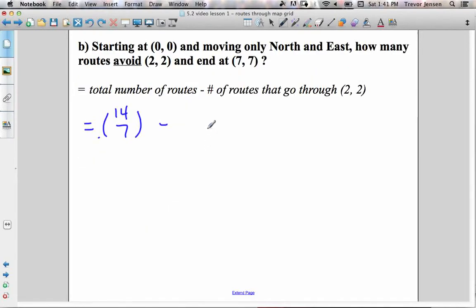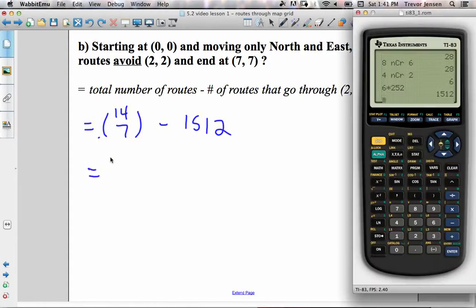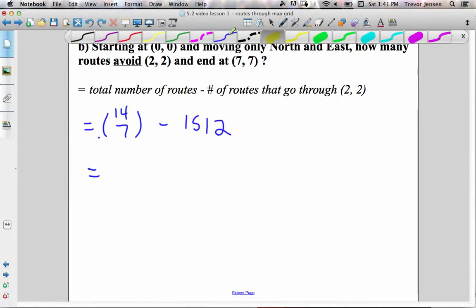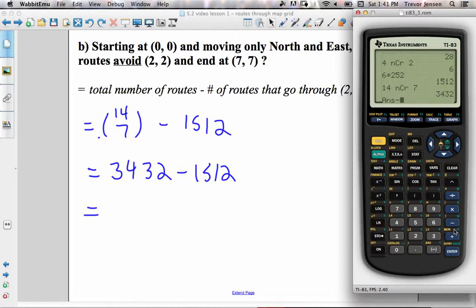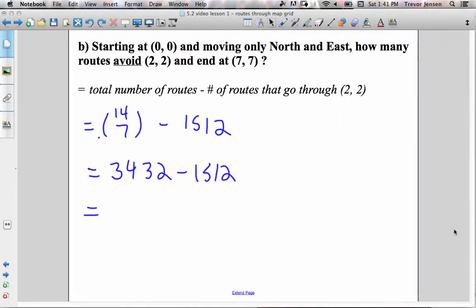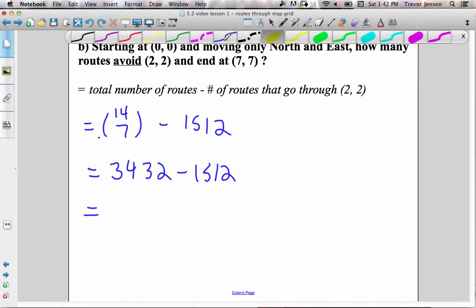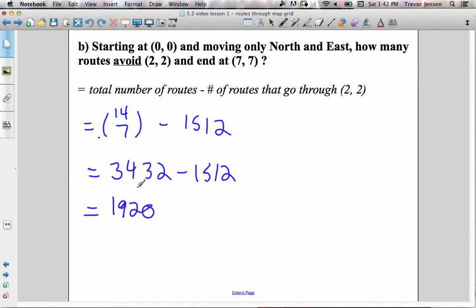We figured out there are 1,512 routes that do pass through (2,2). So 14 choose 7 gives us 3,432. Then we're going to subtract our 1,512, and we get 1,920 routes going from (0,0) to (7,7) that avoid (2,2).